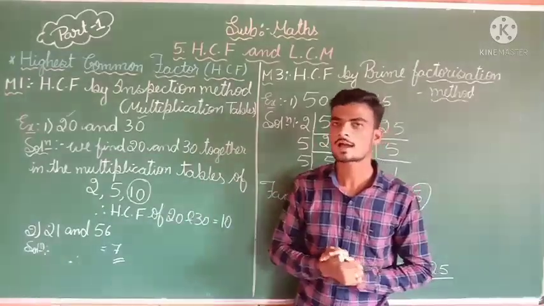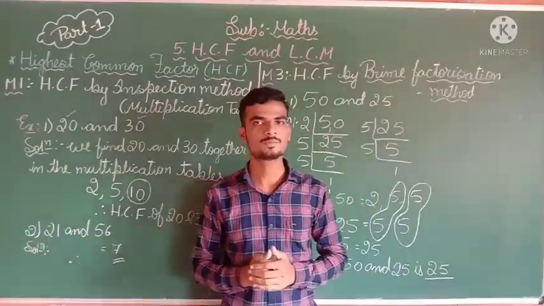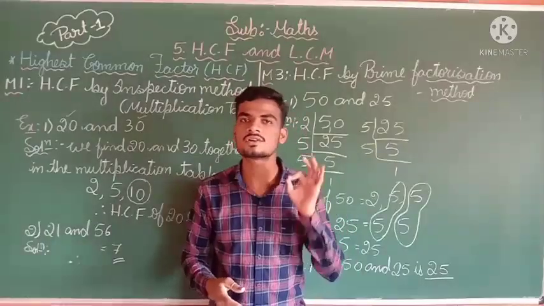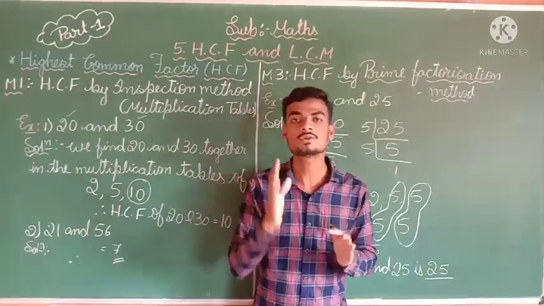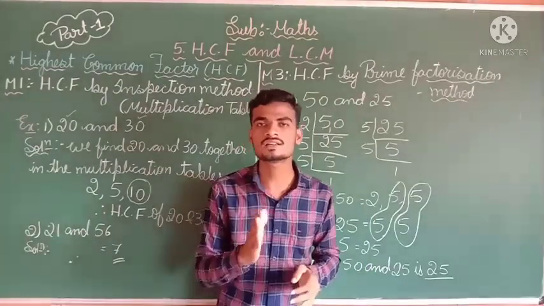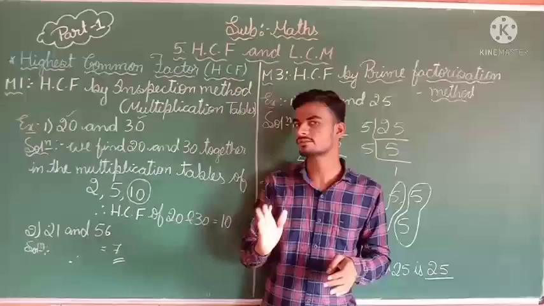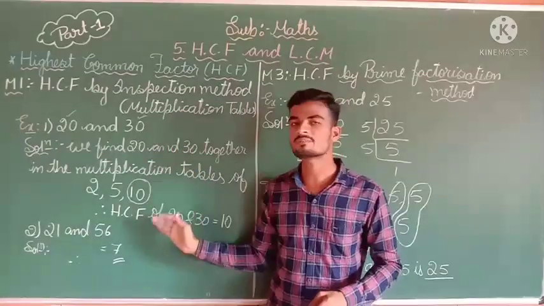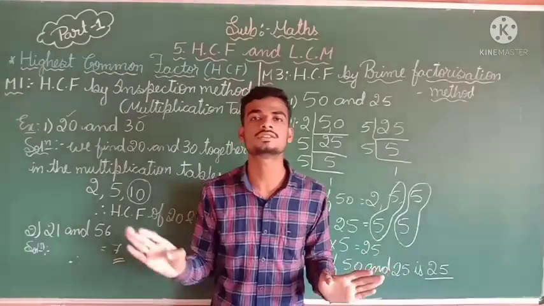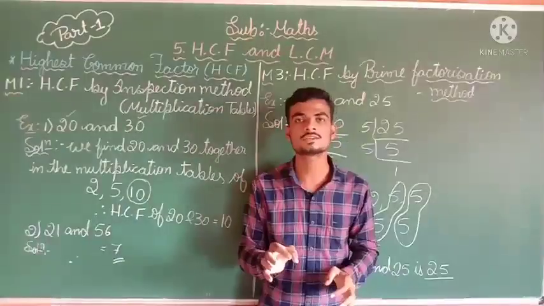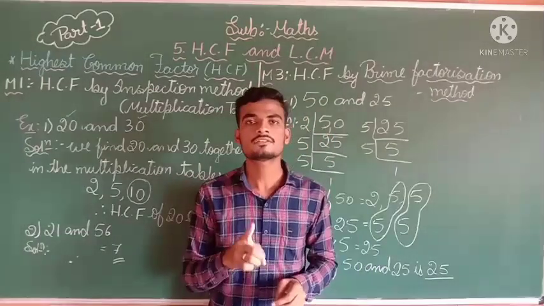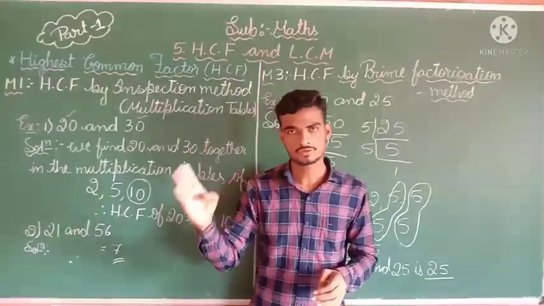Dear students, I hope I have made my topic very clear by solving all types of problems. You should also solve each and every problem, and you have to be thorough with the tables. If you are thorough with the tables from 2 to 20, then only you will be able to solve this type of problems. If you don't know tables, you cannot solve these problems. So I am telling you, everyone should compulsorily be perfect with the tables 2 to 20.